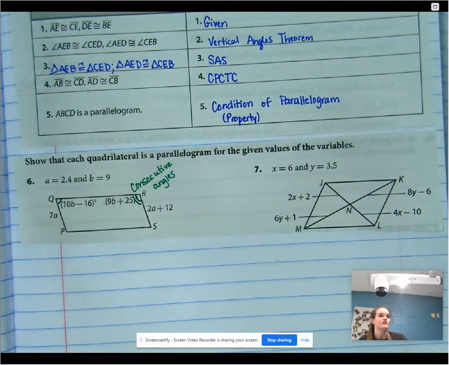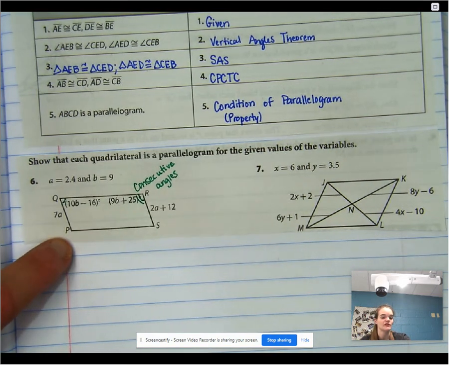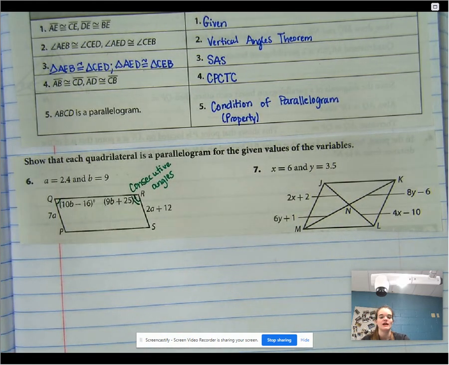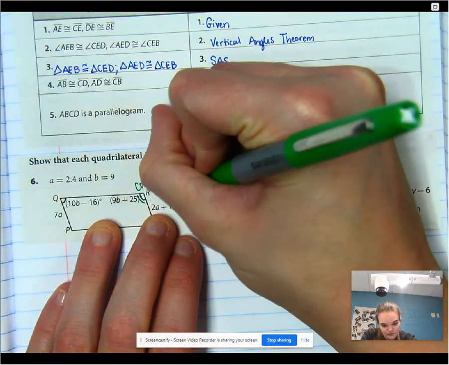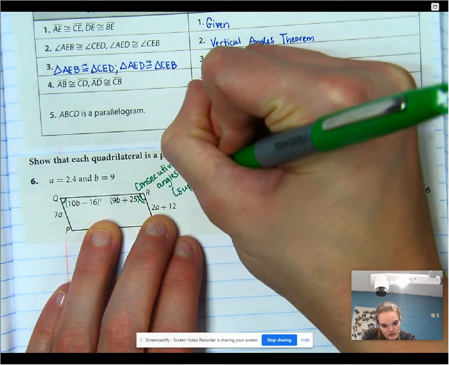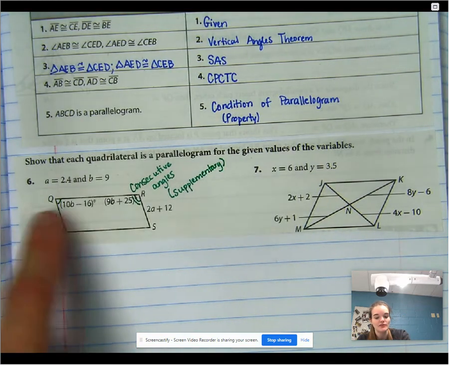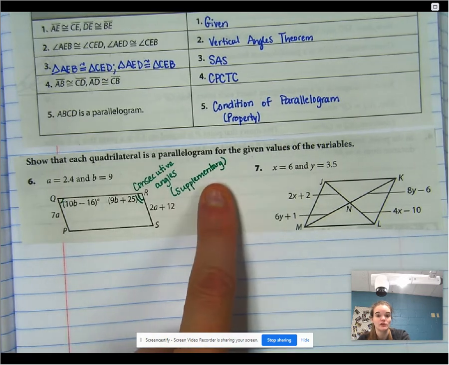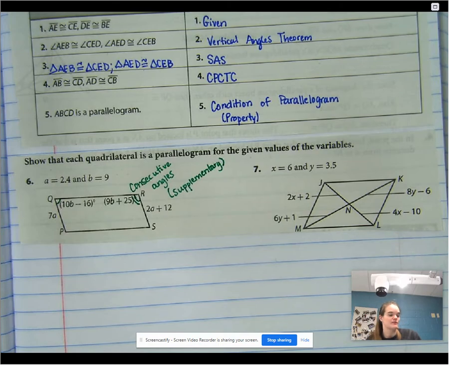Consecutive angles means they happen one right after the other. So Q and P are also consecutive angles. R and S are consecutive angles. S and P are consecutive angles. In a parallelogram, consecutive angles are supplementary. So if one set of opposite sides is congruent and the consecutive angles are supplementary, then I will be able to say that this quadrilateral is in fact a parallelogram.